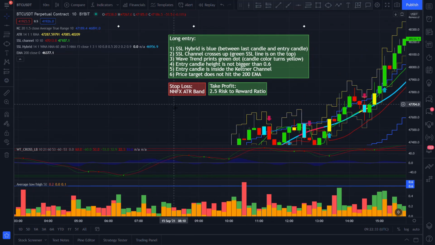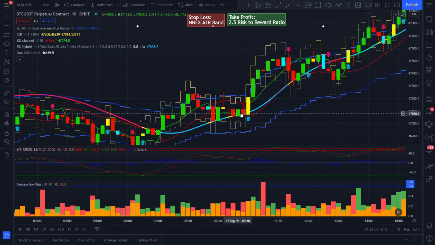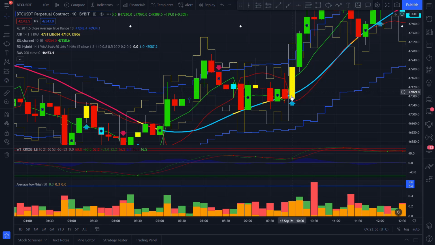Now with that said, let's look for a long entry. The easiest way to find the entries is by looking for the candle color and the SSL crosses. As you can see, here we have an SSL cross up, and the candle's color is yellow. If you take a look down on the candle filter, you can see that this candle's height is not above the 0.6 line. You also have the SSL hybrid in a blue color between the entry candle and the last candle.